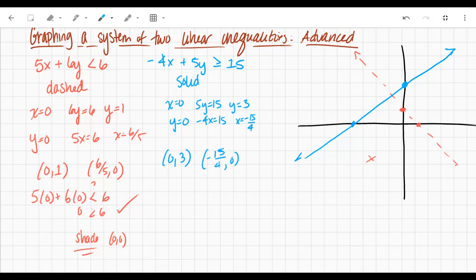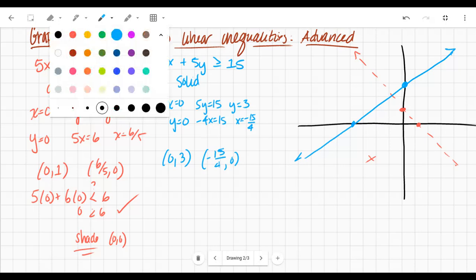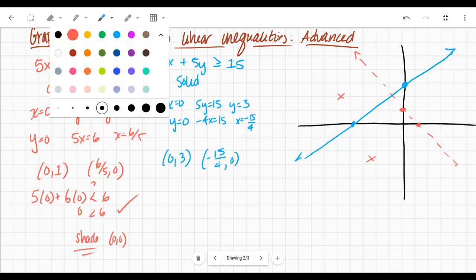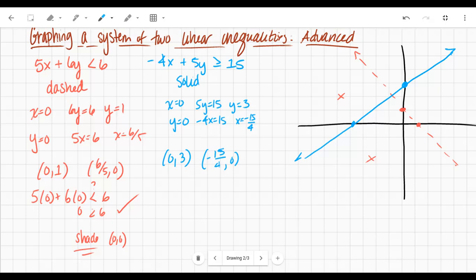We would shade there for the red too. Test your (0, 0). So negative 4 times 0 plus 5 times 0 greater than or equal to 15. Is 0 greater than or equal to 15? That is a no. So we don't shade (0, 0). So on the blue line, we would shade above it.